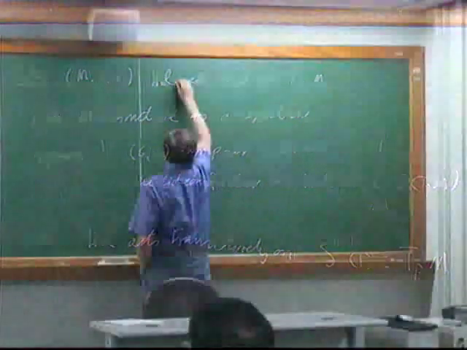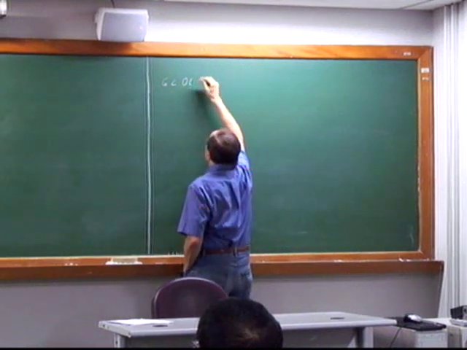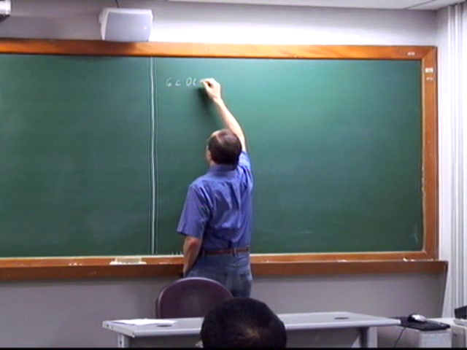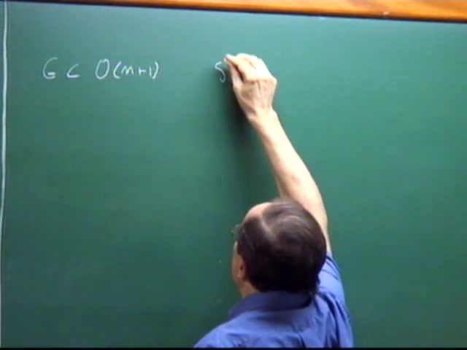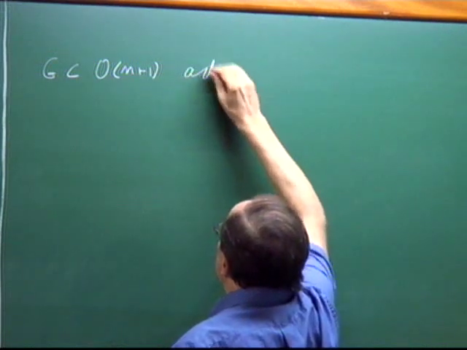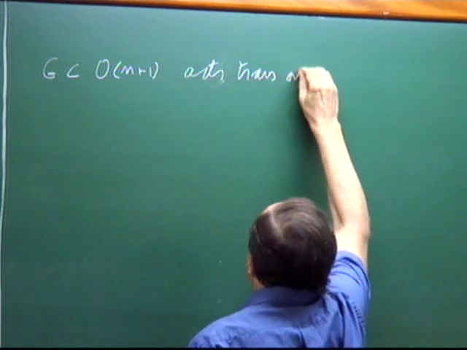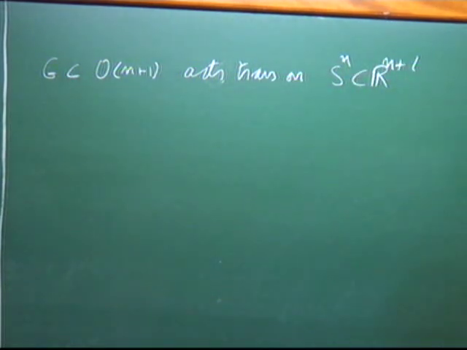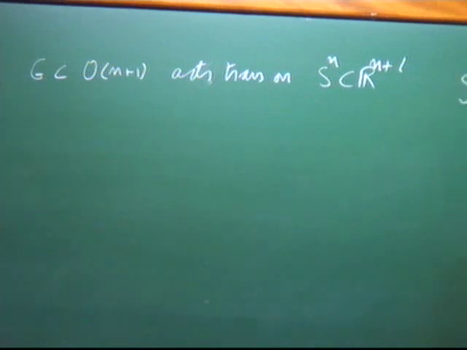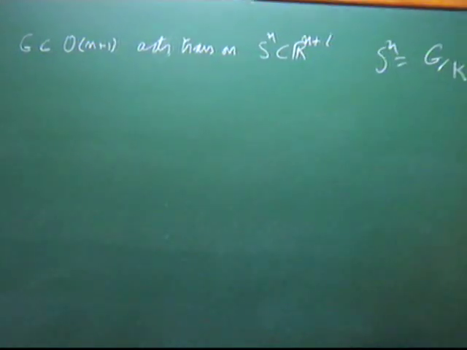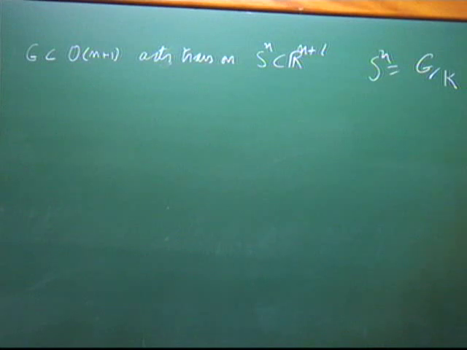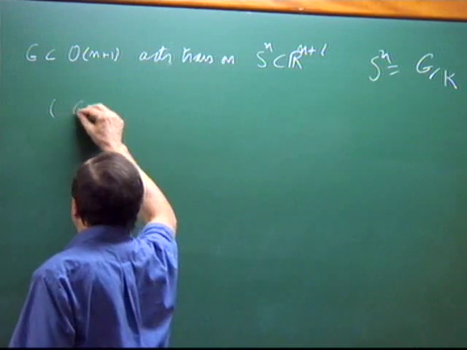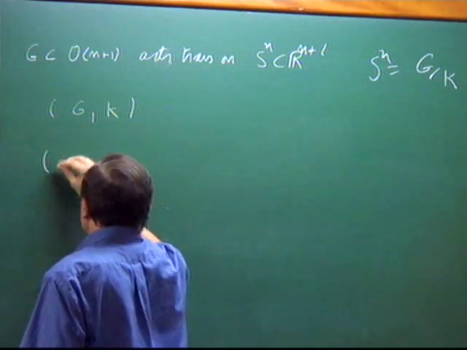So G contained in the orthogonal group O(n+1). That means G acts transitively on S^n in R^(n+1). And S^n is then G mod K. So I write it as a homogeneous space. So I want to give you the list of all homogeneous spaces that act on the sphere. And then the pair (G, K) belongs to one of the following.